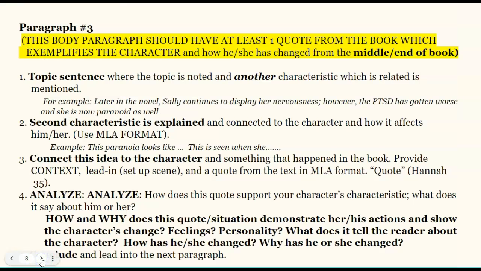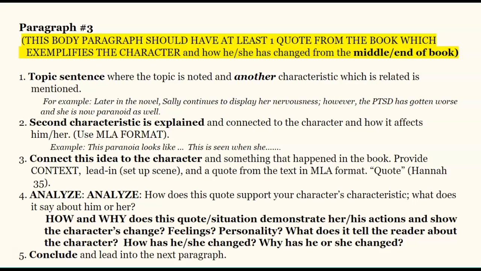Your third paragraph is very much like your second paragraph. Same format, everything, except I want you to choose a characteristic from the middle or the end of the book. In paragraph number 2, you told us about how your character was at the beginning of the book.